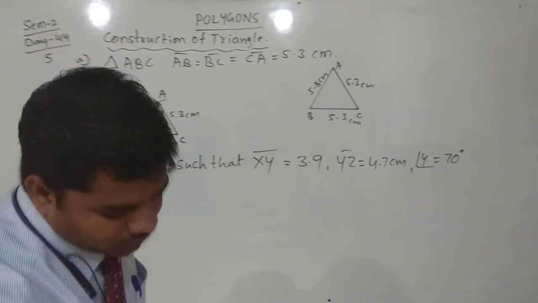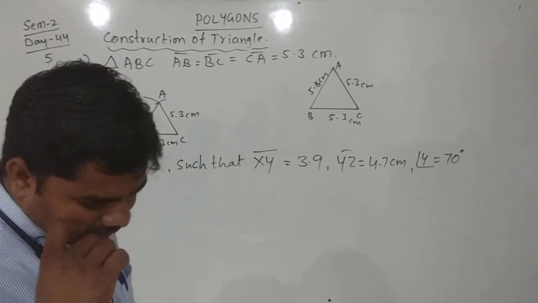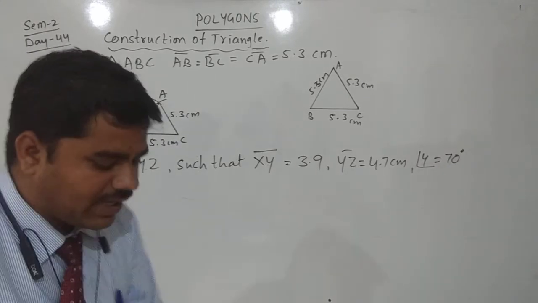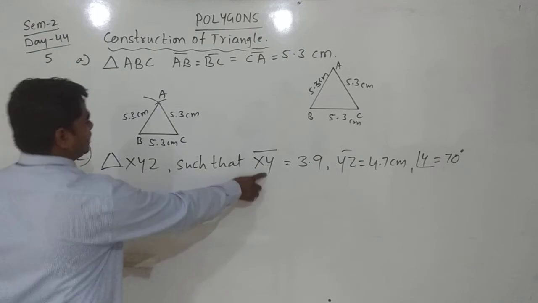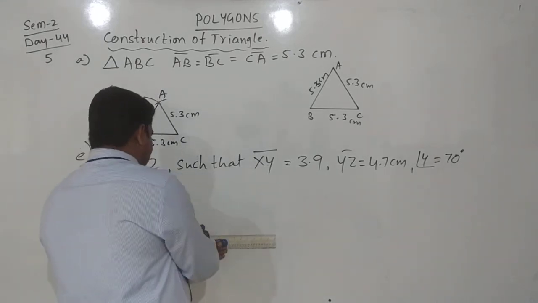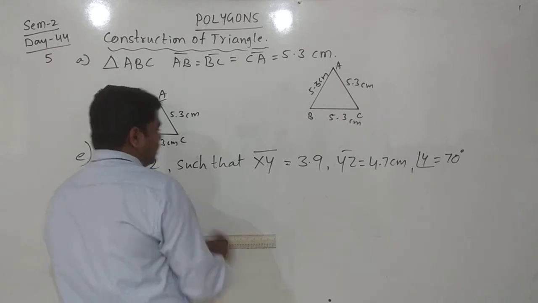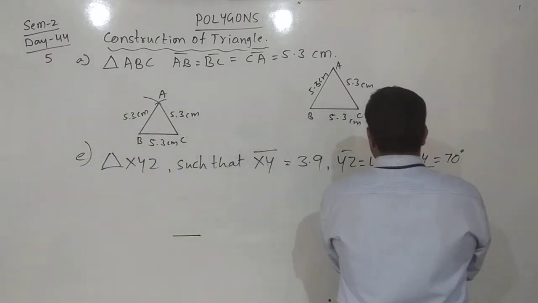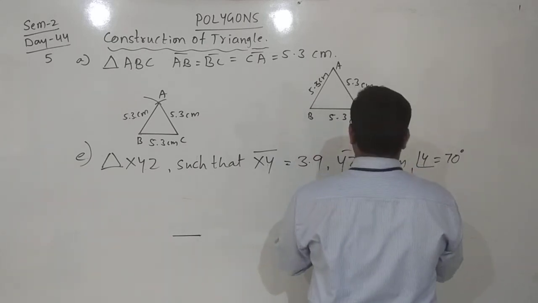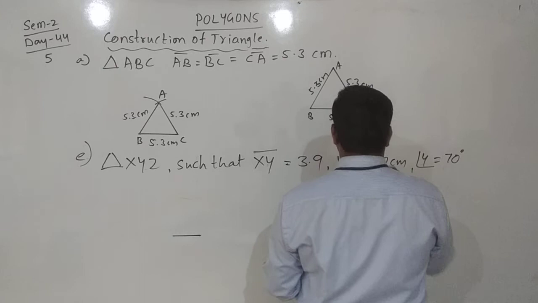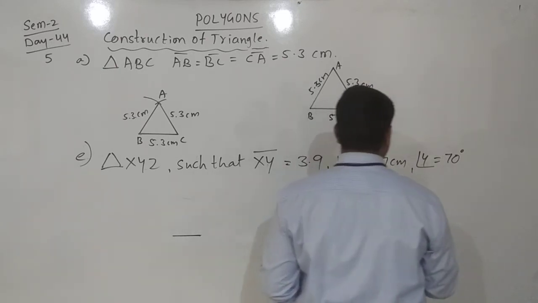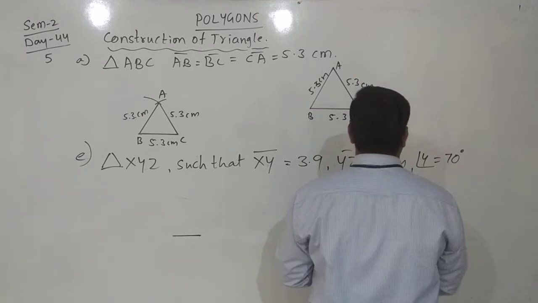Here XY is equal to how much? XY is equal to 3.9 centimeter. First you draw XY line segment. Line segment is given. Then draw line segment 3.9. The rough diagram I will draw here. This is the rough diagram. 3.9 is XY, and YZ is 4.7.